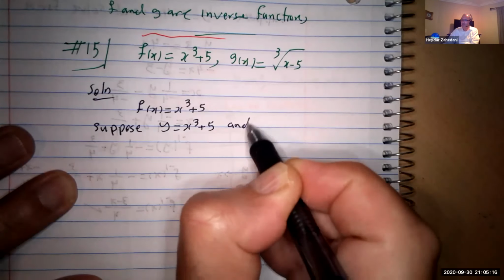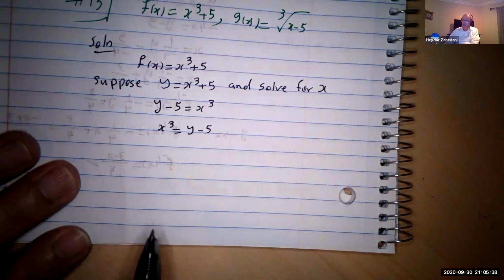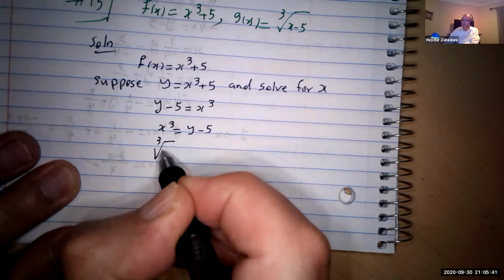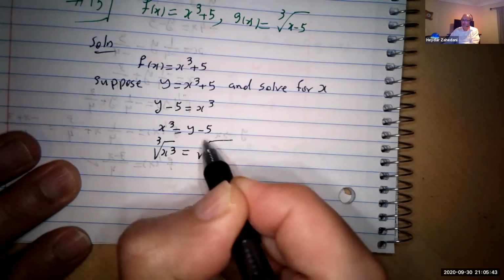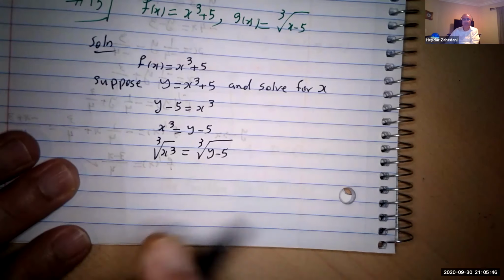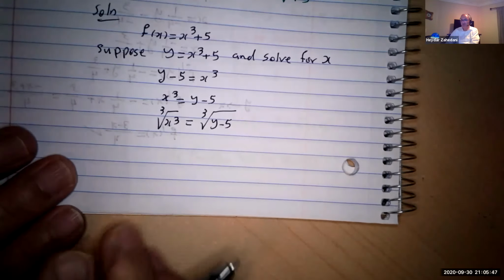How are we going to solve for x? This is it: subtract the 5. So that gives y minus 5 equal to x cubed, or x cubed is equal to y minus 5. You want to find the x, take the cube root. Cube root of x cubed equal to cube root of y minus 5. Cube root of x cubed is x. Remember, if it was a square, we'd be in trouble. We'd need the absolute value, but not for this one. X is equal to cube root of y minus 5.